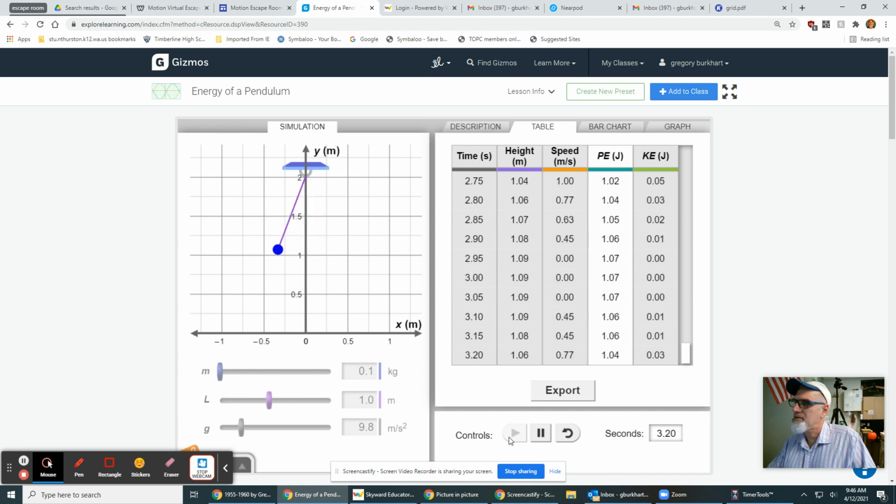As I look at this, it doesn't really look like it's going any slower. It's actually got the same speed. So changing the mass doesn't change the speed. Changing the length changes the speed.